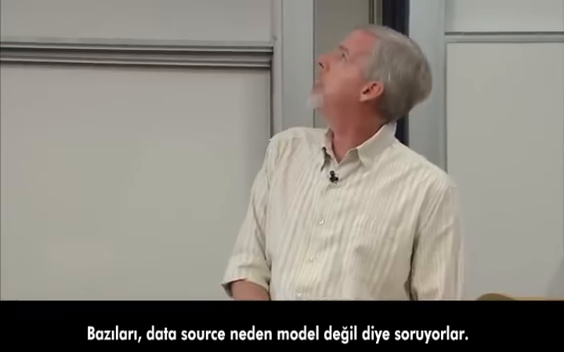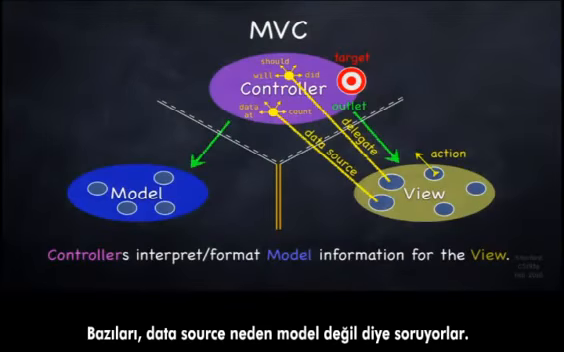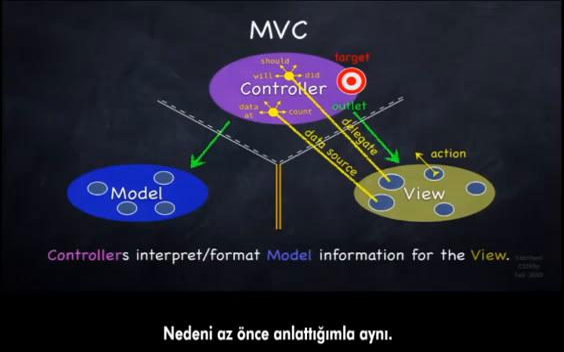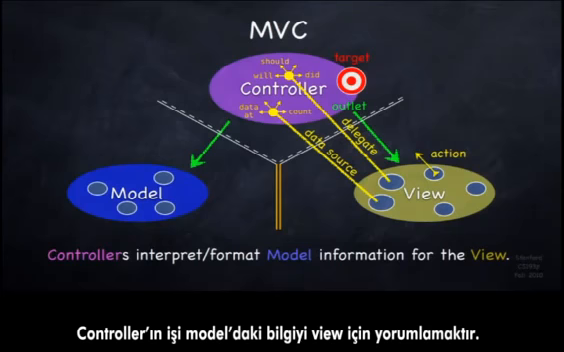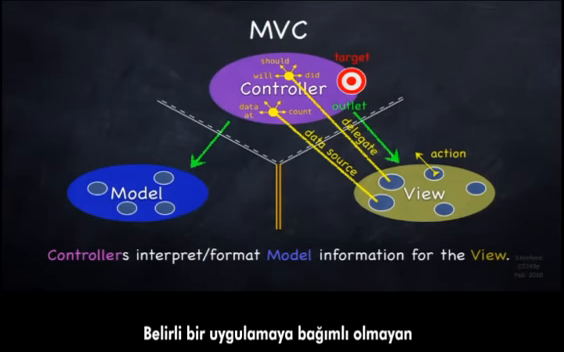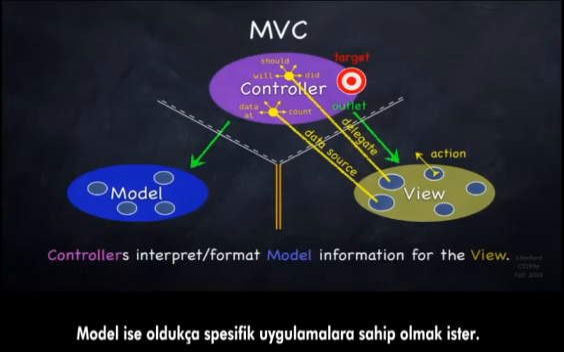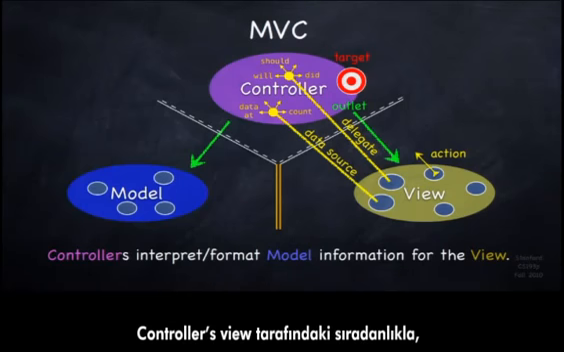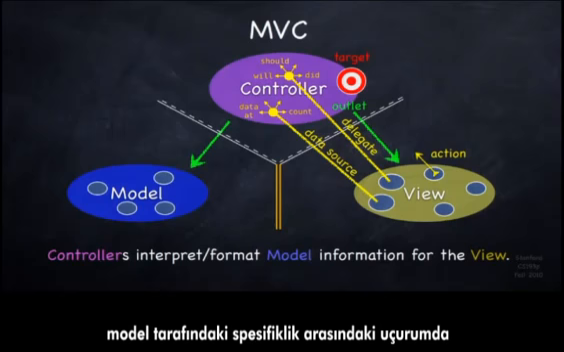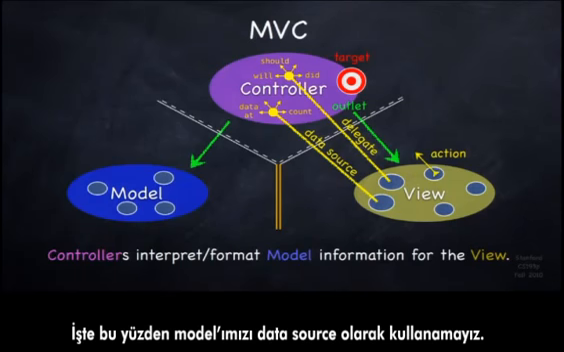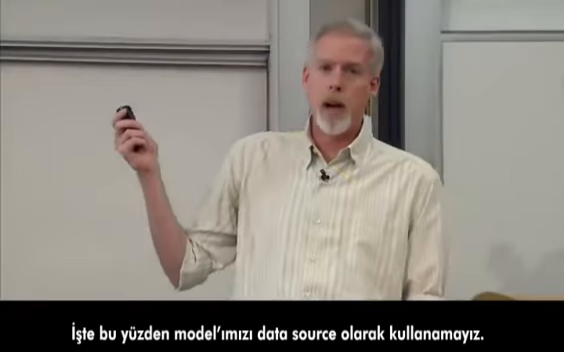What's next? Why is it that the data source is not the model? Some people ask. The reason for that is the same thing I was talking about before. The controller's job is to interpret the information in the model for the view. The view is trying to be generic. It wants to have generic objects that aren't specifically tied to any particular implementation. And the model wants to have very specific implementations of its model. The controller is the one that bridges that gap between genericness on the view side and specificity on the model side. So that's why we do not make the model be our data source.